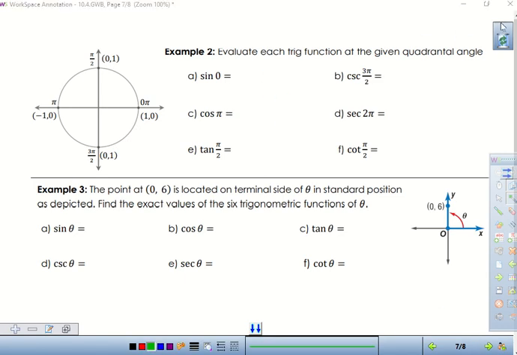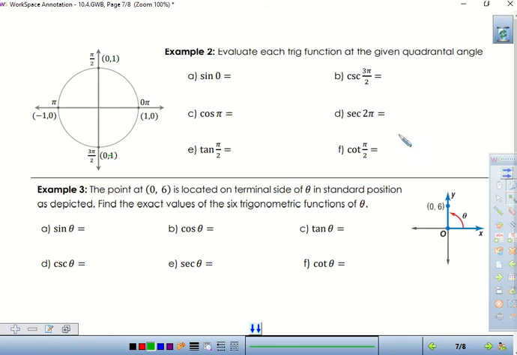So let's talk about what that means. If we have a unit circle here, now there is a little typo on your sheet. This should be a negative 1, negative 1 on the bottom there, not a positive 1. So go ahead and fix that. Alright. Evaluate each trig function at the given quadrantal angle.